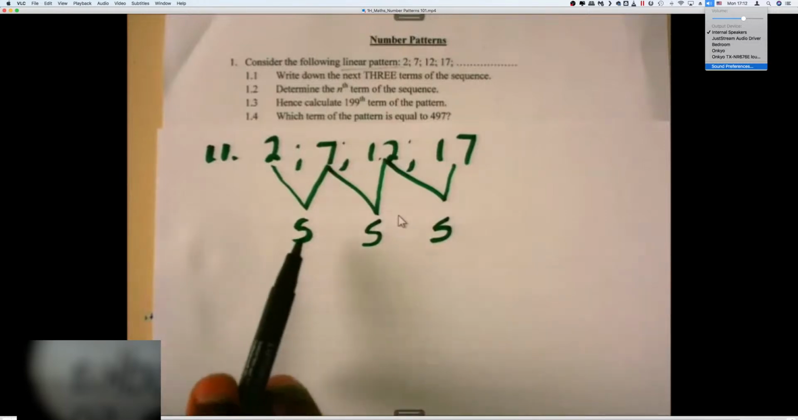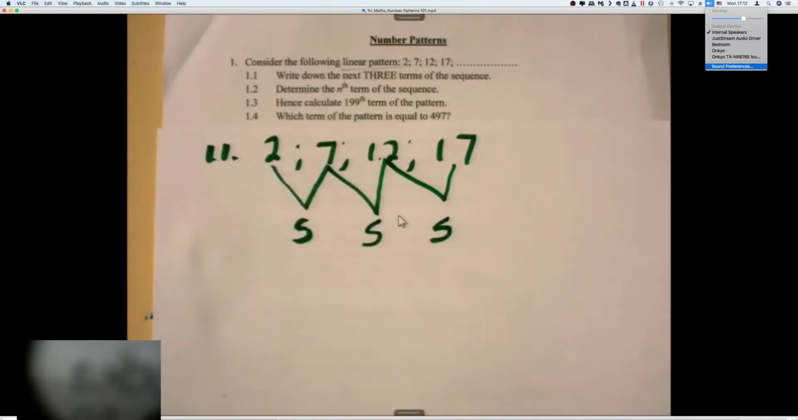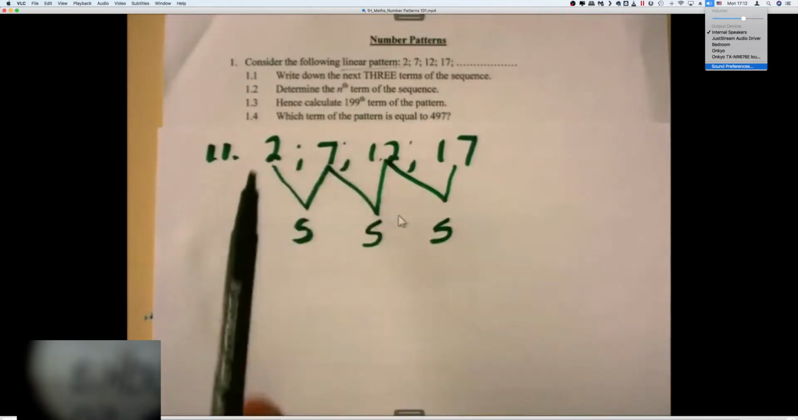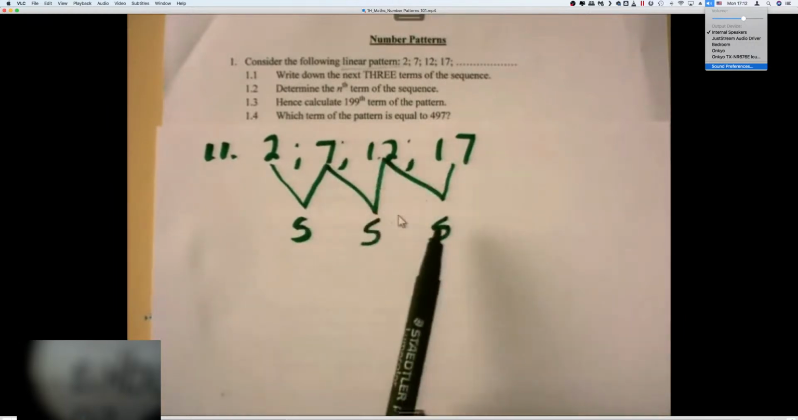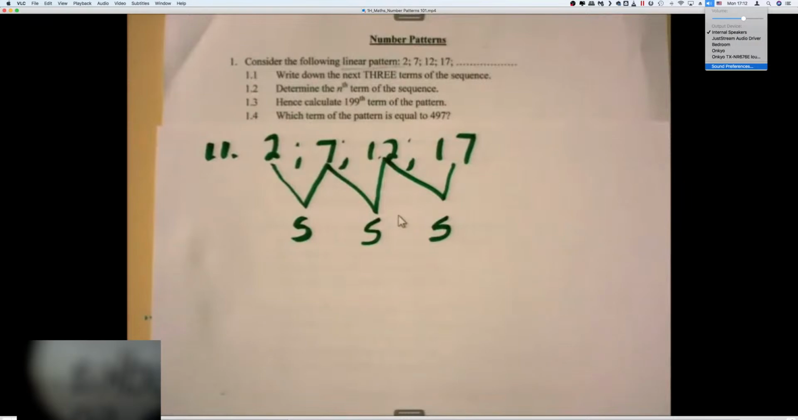We only determine the difference here. The answer you get when you subtract is called the difference. So 7 minus 2 gives us 5. 12 minus 7, 5. 17 minus 12, 5. So in all these instances, the difference between successive terms is 5. So once the first difference is common, that pattern is called a linear number pattern. So it means to determine the next term, we just have to keep on adding the common difference.